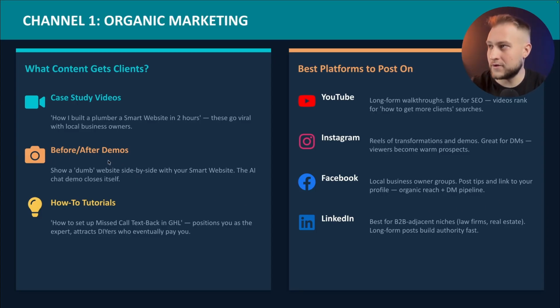Also, before and after demos, so show a dumb website side by side with your smart website and show how the AI chat demo closes itself. You don't even have to have made money for local businesses already. You can just show how this would work for a local business, and then a local business would go and use that, okay? So how-to tutorials are very powerful here, okay?